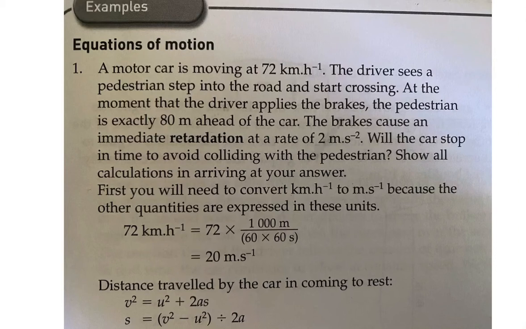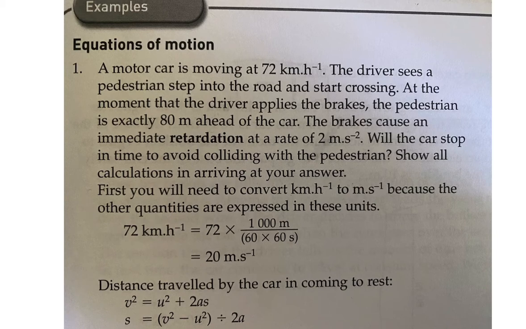Question says, a motor car is moving at 72 kilometers per hour. The driver sees a pedestrian step into the road and start crossing. At the moment that the driver applies the brakes, the pedestrian is exactly 80 meters ahead of the car. The brakes cause an immediate retardation at a rate of 2 meters per second squared. Will the car stop in time to avoid colliding with the pedestrian? Show all calculations in arriving at your answer.